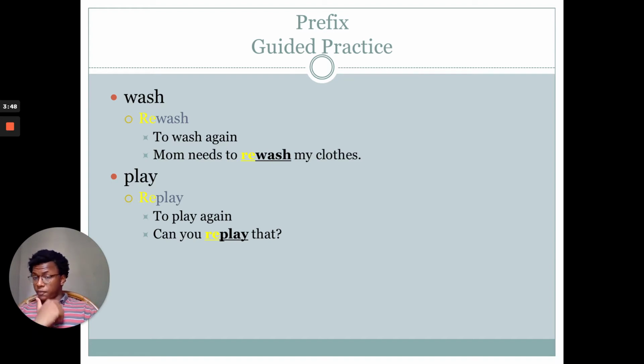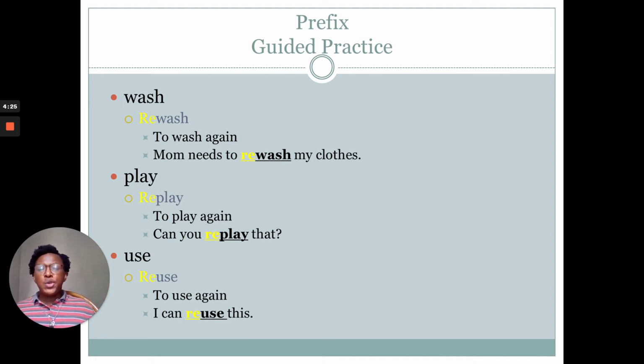Let's look at one more word for prefix. We have the word use. If we add the prefix re to use, what do we get? Reuse. So if rewash is to wash again, replay is to play again, reuse must mean to use again. If we were to use reuse in a sentence, I can reuse this. I can use this again.